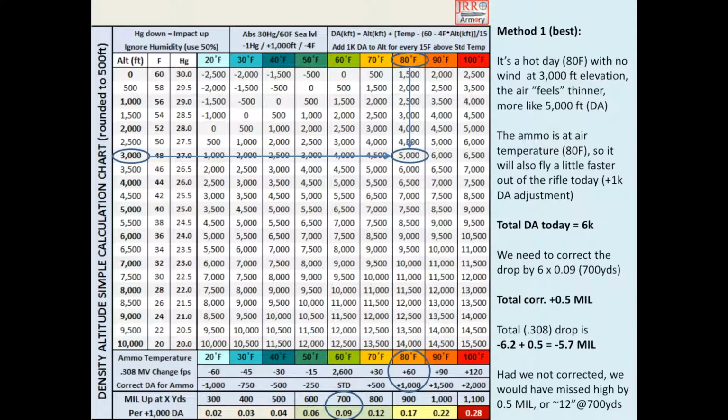Coming back to our example, are we going to hit the target? We now know that it's a hot day. It's 80 degrees Fahrenheit, there is no wind, and we are at 3,000 feet elevation. So it feels actually like 5,000 feet for the bullet.